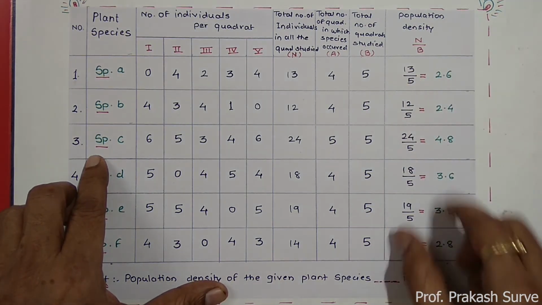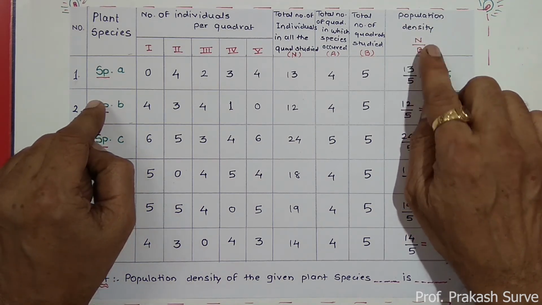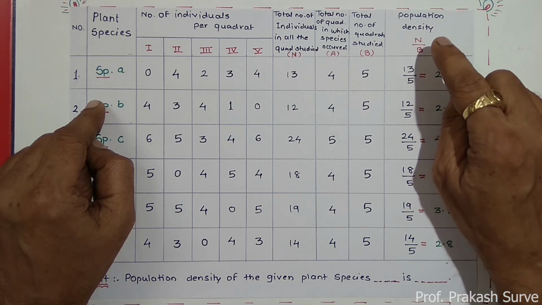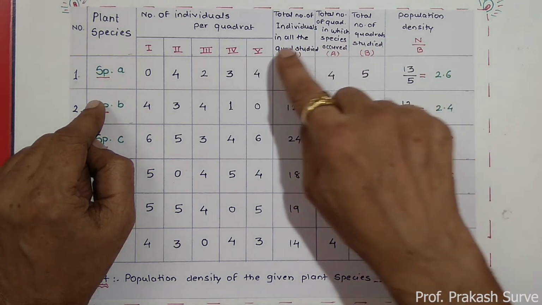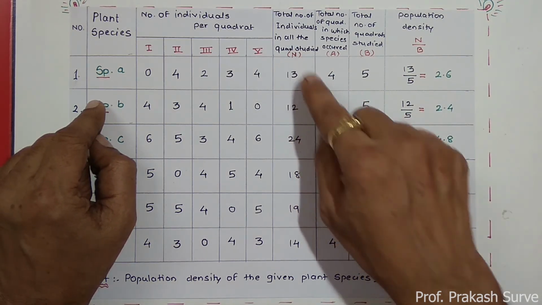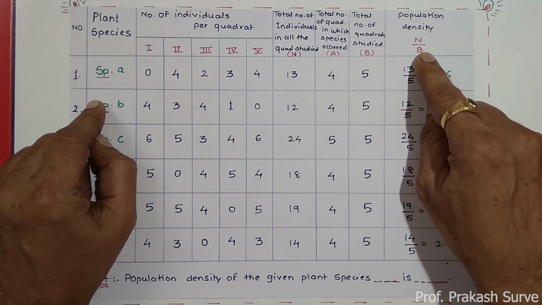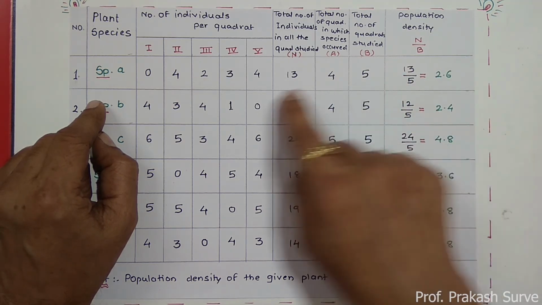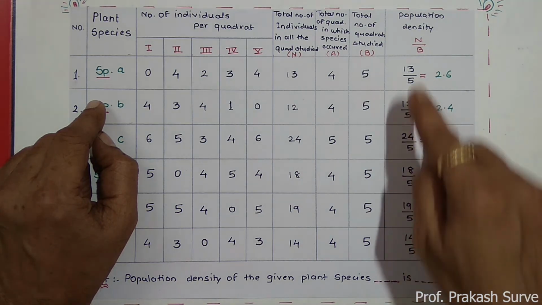Now this is very important. Here you have to do the calculation. Population density. What is the formula for population density? Population density is the total number of individuals of that particular species in all quadrants studied, divided by the total number of quadrants studied. So how many are there? That is 13. Then divide by what? Divide by the total number of quadrants studied. How many quadrants did we study? 5. So this total is divided by 5. Always, everywhere, it will be divided by 5.